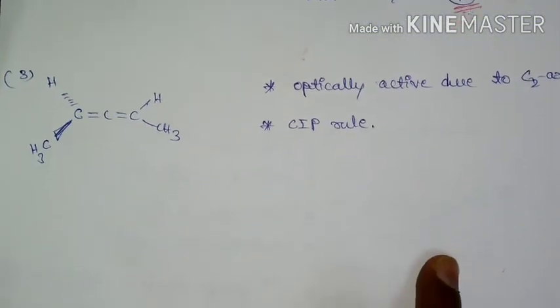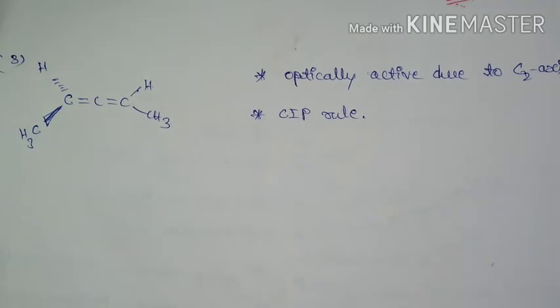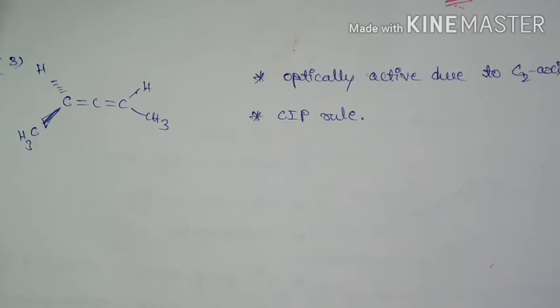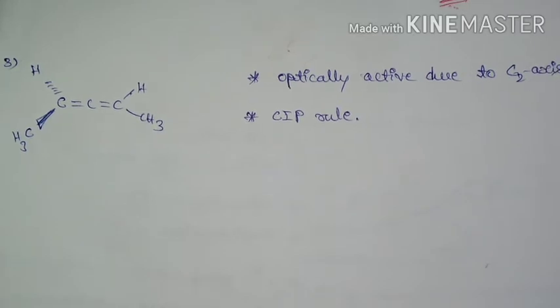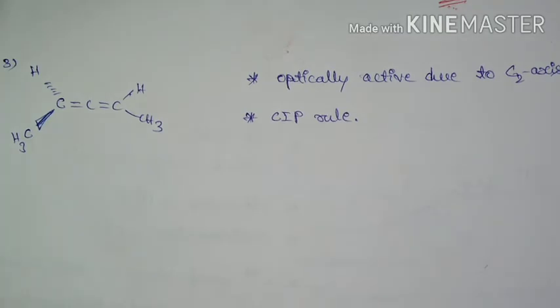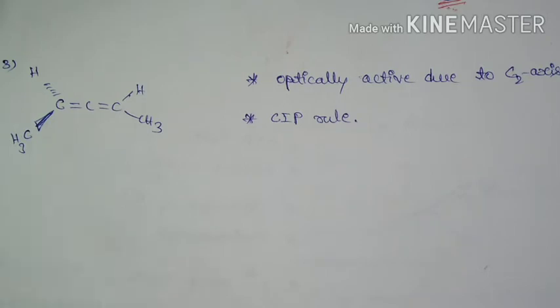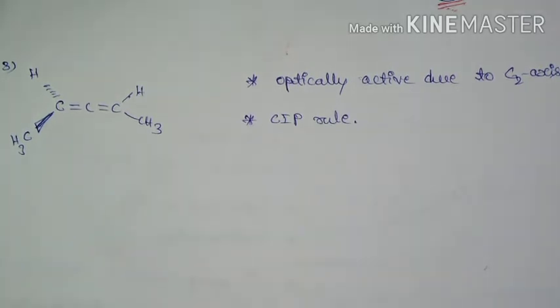Next we move to the third compound. Here the third compound is an allene. These allenes are optically active because they possess a chiral axis, not due to a chiral center. And here also we can apply the CIP rule in order to assign the configuration.